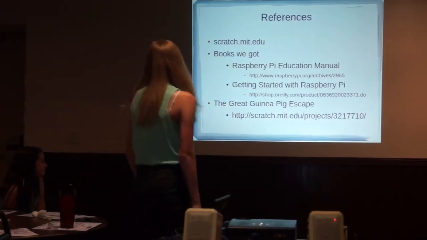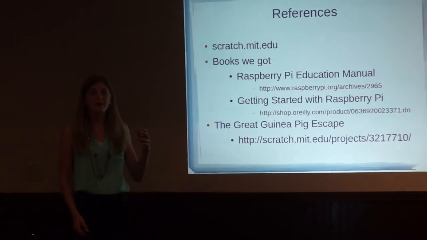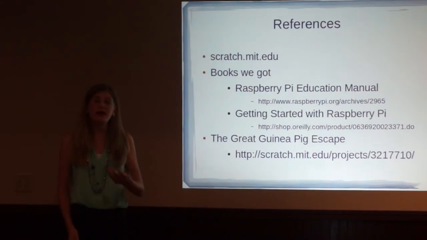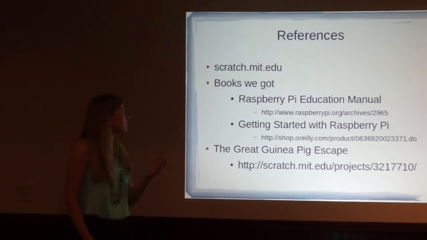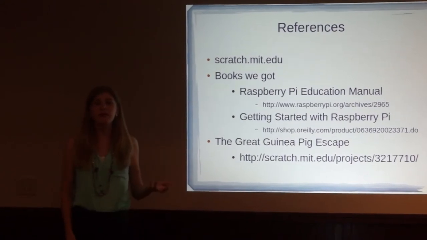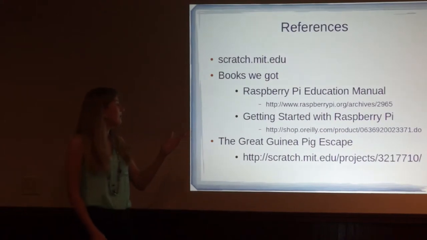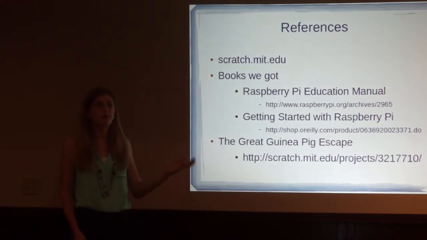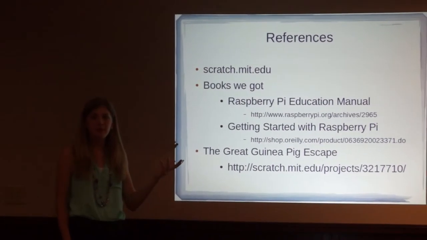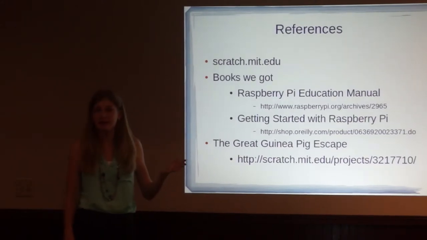So these are my references. Scratch.mit.edu is the Scratch website. It's where you can do in-browser coding. You can share your projects. All sorts of cool stuff. My dad and I got a couple of books. The Raspberry Pi Education Manual is a free download from the Raspberry Pi Foundation. It's very informative and a great resource. And we also got Getting Started with the Raspberry Pi from O'Reilly. It's also a very good resource for getting started. Both of these books let you know things that you need to have so you don't have to remember, oh, I need a case.